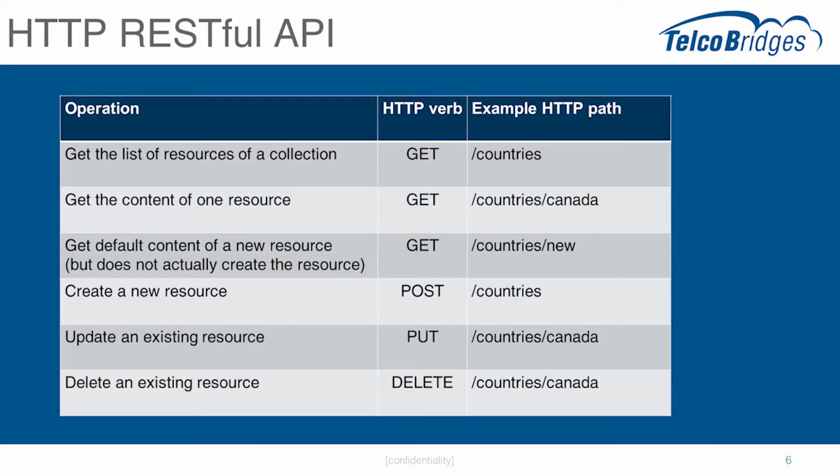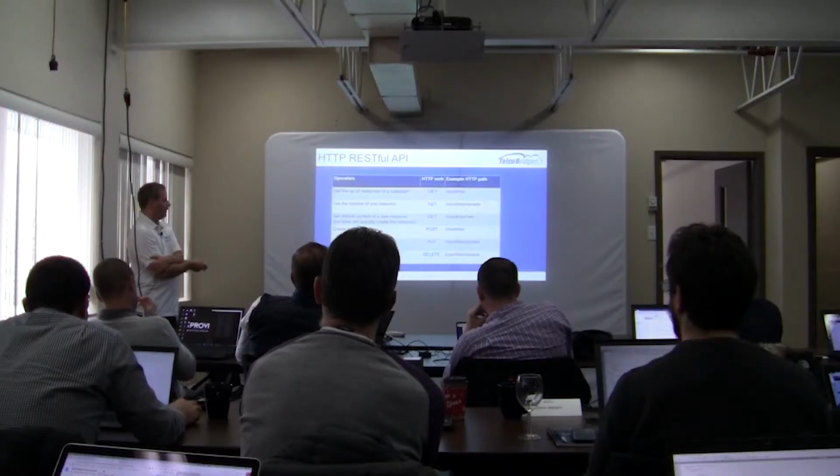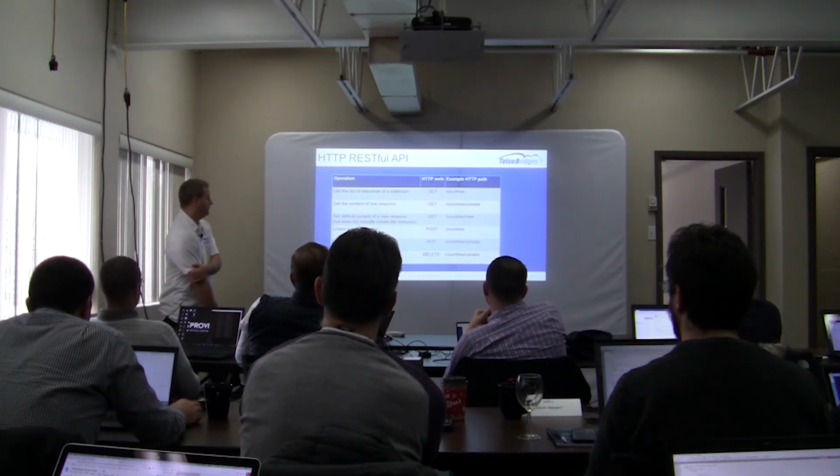The commands you can do are either get, post, put, or delete. So get a list of a collection, get the content of just one resource. You can get the default content of a new resource. So if you don't already have a system that you can get the data from, you can still say, okay, just create me a new one, and I'll know what is the format of that resource. Then you can create a new resource, update an existing resource, or delete one of them. So you can implement all of this in a script.